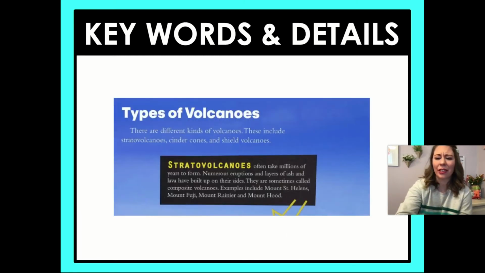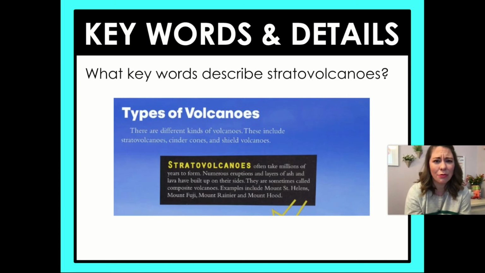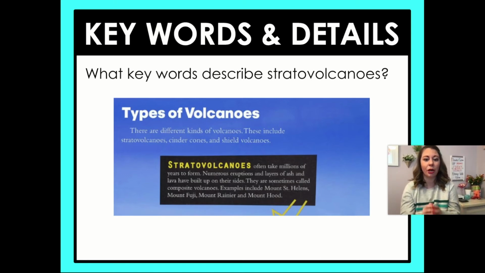So let's now look a little bit more about some key words that they use to describe stratovolcanoes. So we're just going to look in the black box. Stratovolcanoes often take millions of years to form. Numerous eruptions and layers of ash and lava have built up on their sides. They are sometimes called composite volcanoes. Examples include Mount St. Helens, Mount Fuji, Mount Rainier, and Mount Hood. So I want you to stop and think. Do you think the examples of these stratovolcanoes are keywords?